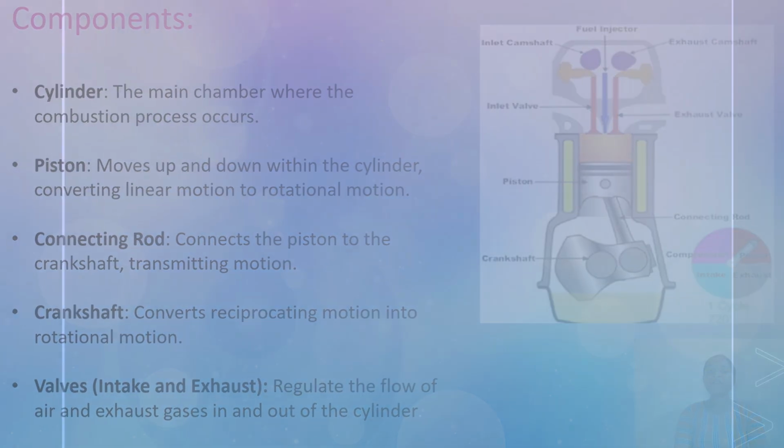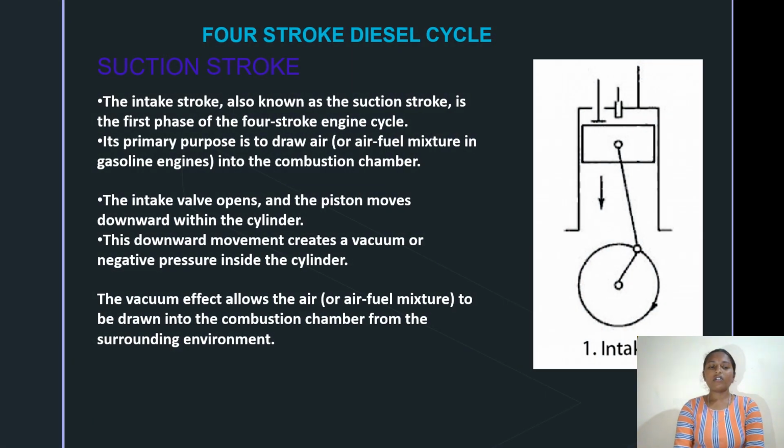Under four-stroke diesel cycle, the first stroke is suction stroke. During this stroke, the piston will be at the top dead center and it moves towards the bottom dead center (BDC). During this movement, the piston moves downward. Due to the downward motion, the inlet valve will be opened. Due to that, the air will enter inside the cylinder.